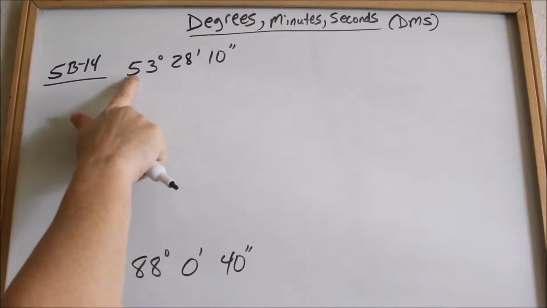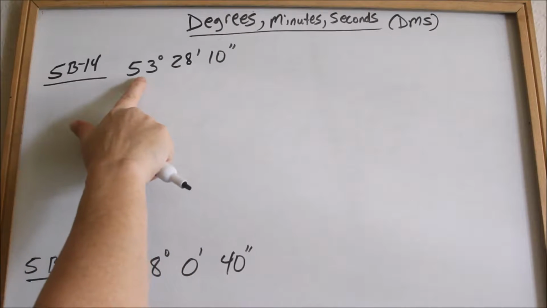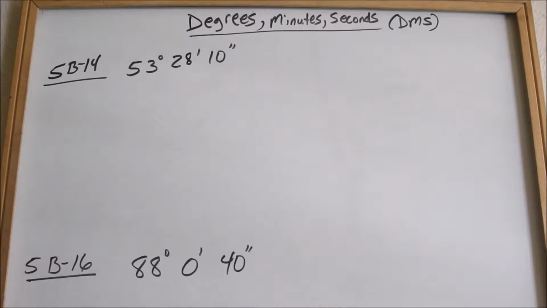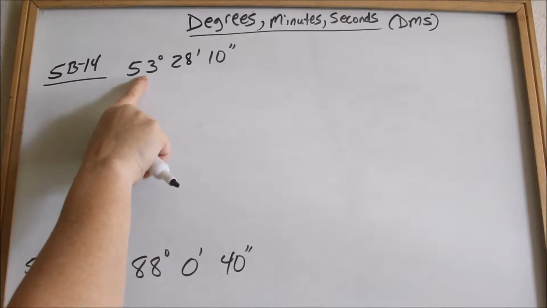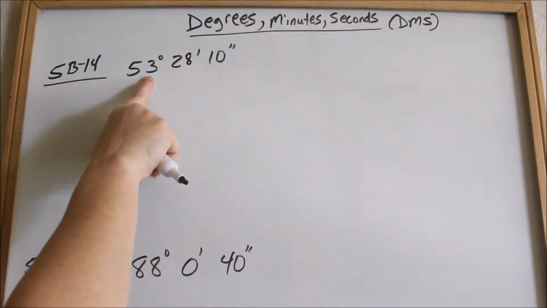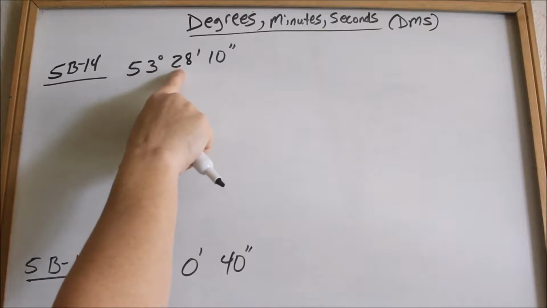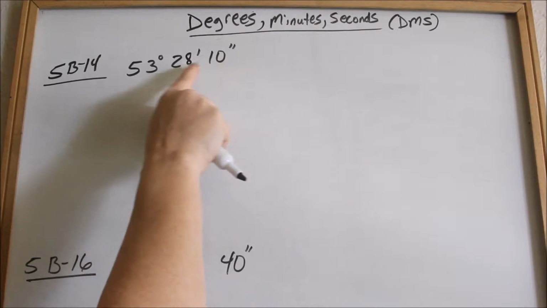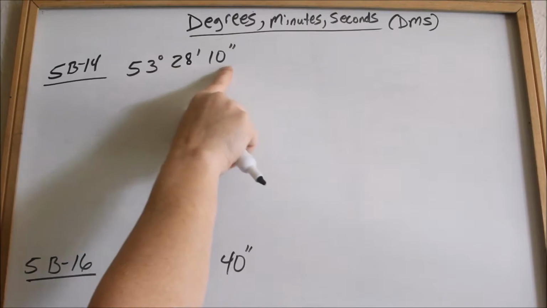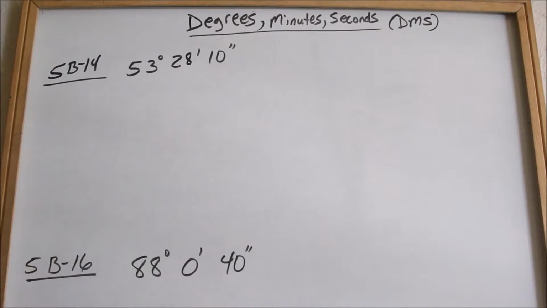We are going to learn how to convert this by hand, because when we calculate in the trig world, we need to turn this into a decimal. 53 degrees is the same as 53 degrees and some decimal. So we are going to convert this into a decimal.